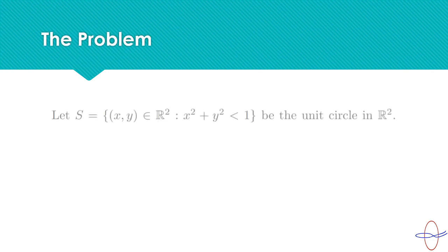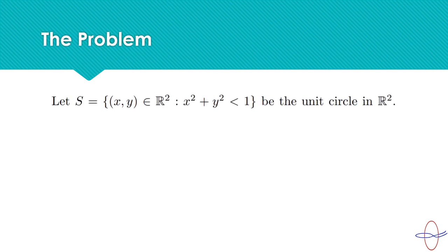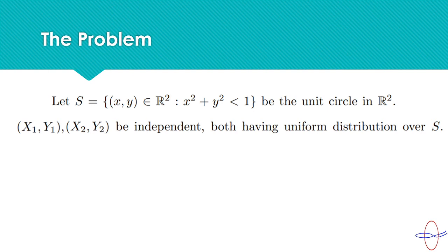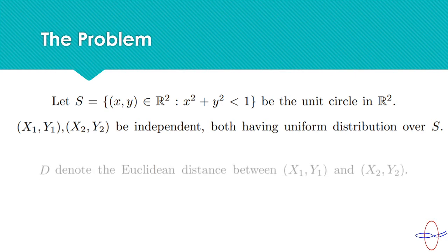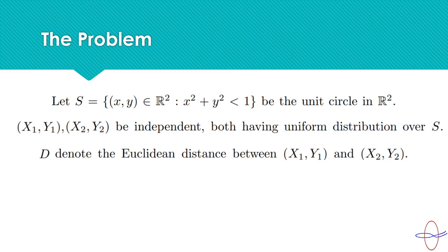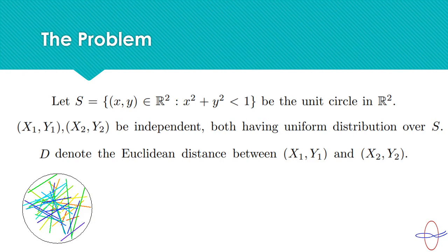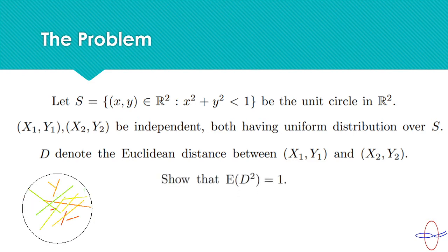So what does the problem say? You have a unit disk in R2, and you have 2 points which are randomly selected from this unit disk, uniformly selected, obviously. And we denote d as the Euclidean distance between these 2 points, like this. We are selecting, it's nice, it's a GIF. And what we have to show is that the expectation of the distance squared is equal to 1. Now you may think, why d square, why not d? That's a question that I will attack towards the end of the presentation.